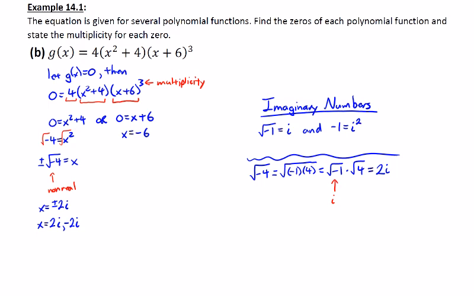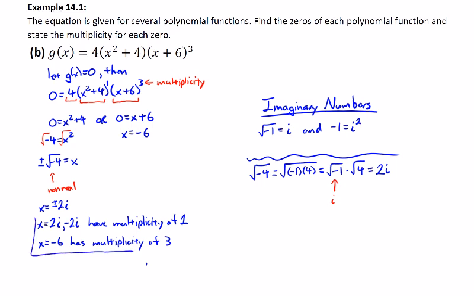So the 2i and -2i count as two different solutions, two different zeros, and they are both coming from the factor x squared plus 4. And x squared plus 4 is just to the first power. So they just have a multiplicity of 1 apiece. So x equals 2i, negative 2i have multiplicity of just 1. Whereas x equals negative 6 has multiplicity of 3. And we'll box all that in, as that is what we were asked for, the zeros and their multiplicity.